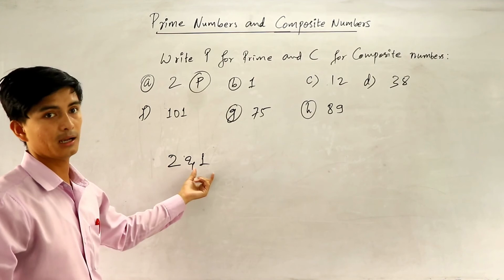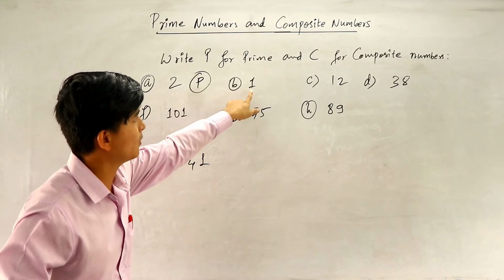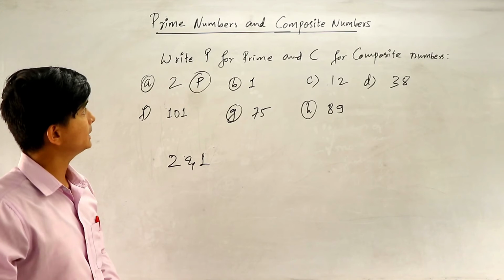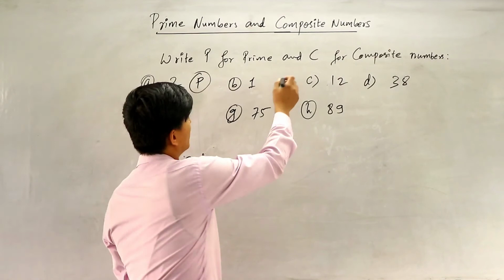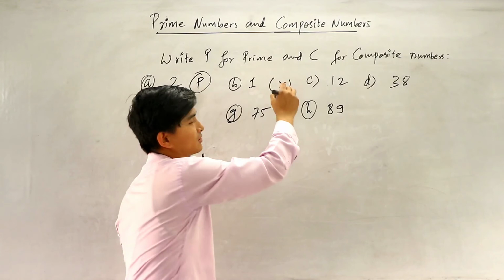Okay? Now let's look here at 1. So 1 is a very special number, as I have already told you. 1 doesn't come in either category. So you can just cross it out over here because it is neither prime nor composite, right?